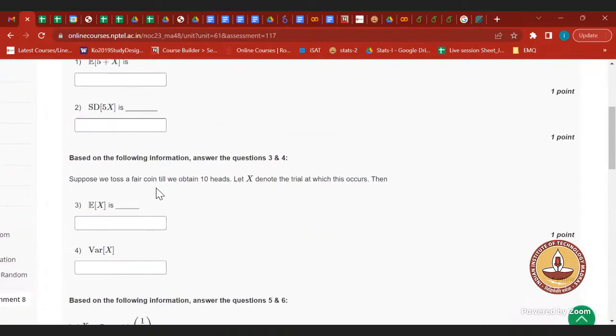Okay, suppose we toss a fair coin till we obtain 10 heads. It's negative binomial. Sorry, negative binomial. So can you explain this a little bit? Okay. I can do that.